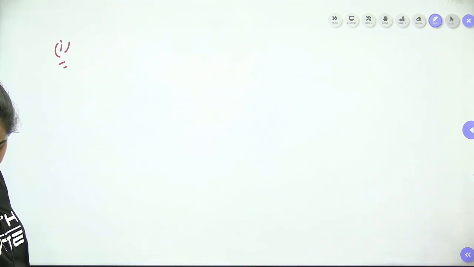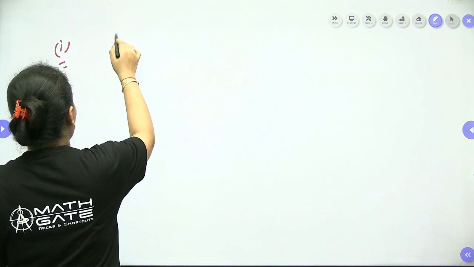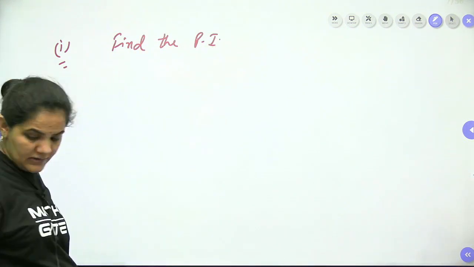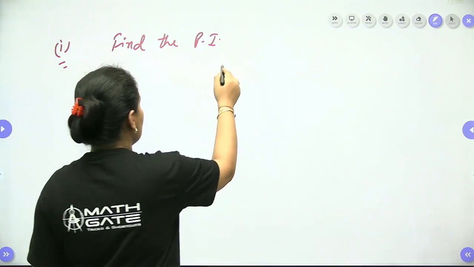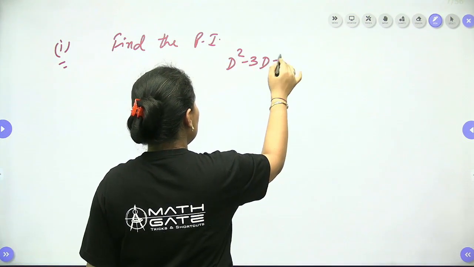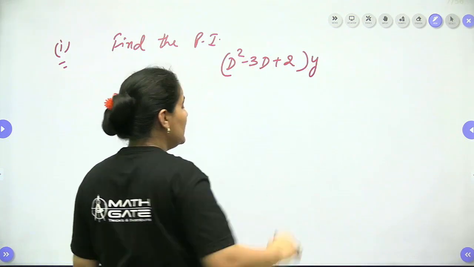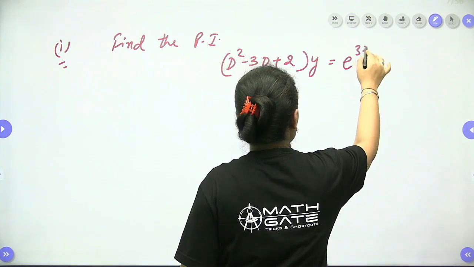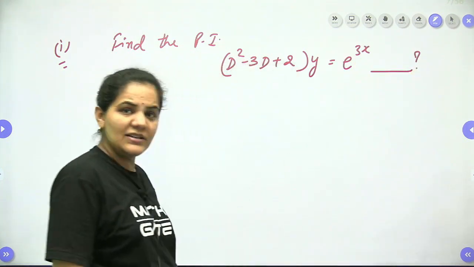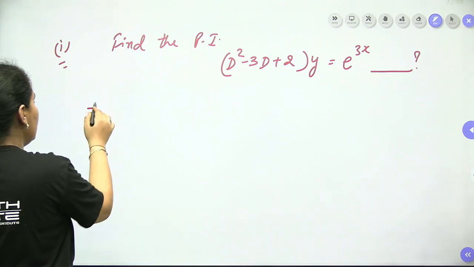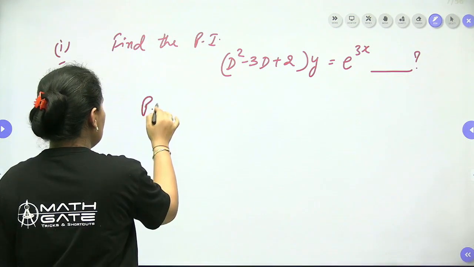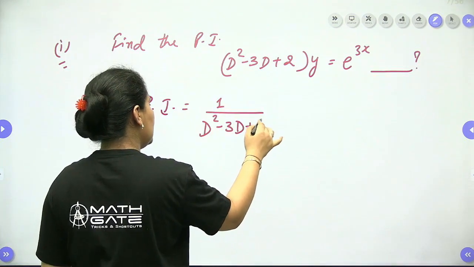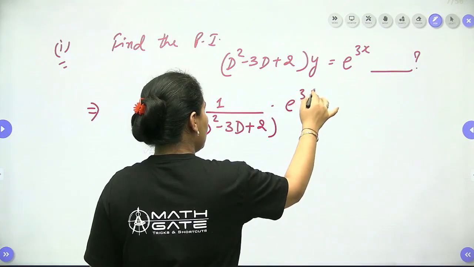So I have one example. Suppose I have a question: find the PI, the particular integral, for the equation D square minus 3D plus 2, operating on y, is equal to e to the power 3x. Let's approach it. We have to find out the PI only. So PI will be 1 by D square minus 3D plus 2 into e to the power 3x.